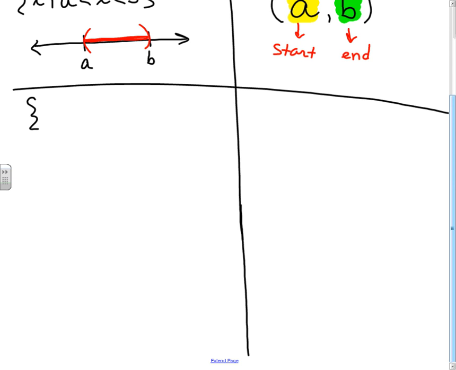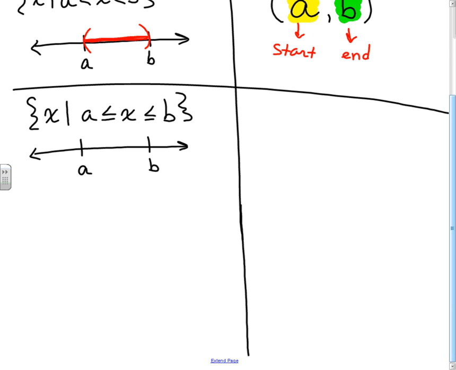Okay, so solution set, values of x such that x is greater than or equal to a and less than or equal to b. Okay, so we'll do a basic graph here, a to b. But in this case, both a and b can be included in the solution set. An answer for x can be whatever a is, and it can be whatever b is, versus the last time it could not. So interval notation for this is the interval from a to b. Now you put a comma in between.